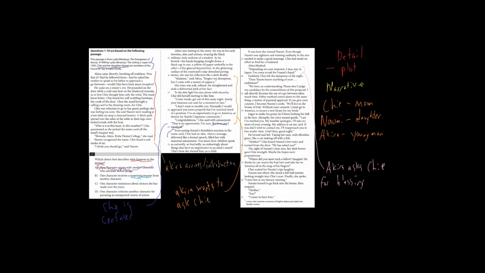So letter choice C, one character reminisces about choices she has made over the years. Doesn't sound like Chi or Naomi are thinking about their past, so that has nothing to do with it. D, one character criticizes another character for pursuing an unexpected course of action. There was mention that Akira came in a very unconventional and not formal way, but again, there's no criticism here. So we're just going to go with letter choice B, and that will be our answer.